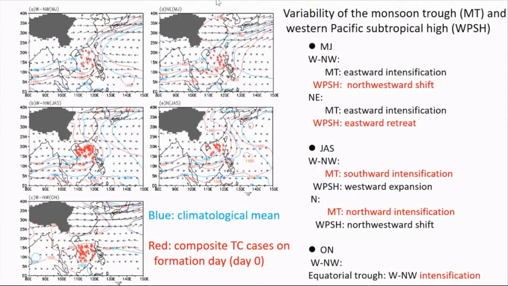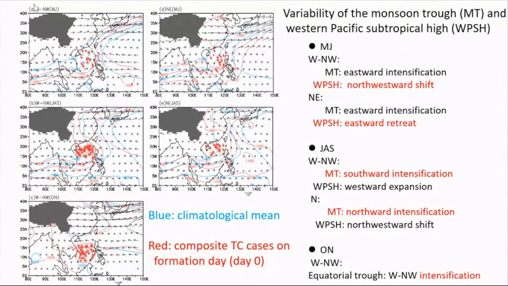We also want to examine the associated variability in the large scale monsoon circulation. So the monsoon circulation systems here are the monsoon trough and the Western Pacific subtropical high. Now we have the composite pattern on the formation days for different track types in different seasons. And then what we can do is compare the circulation pattern between the composite pattern of the TC cases, that's the red lines here, and the climatological pattern, that's the blue lines here.